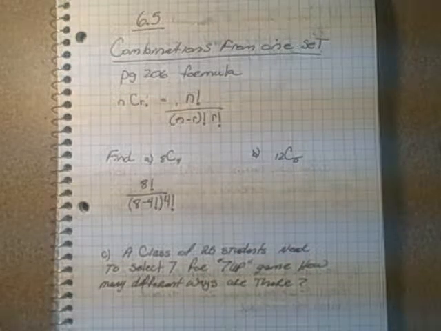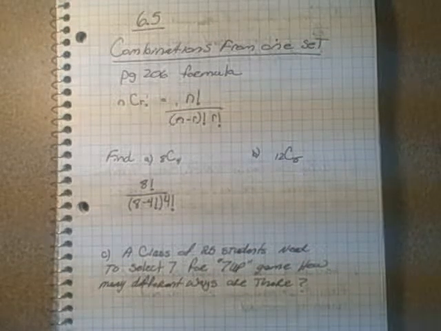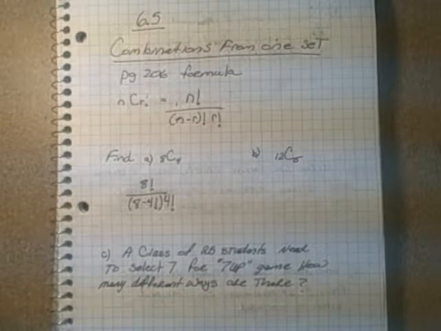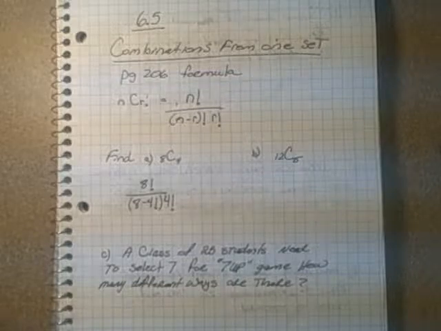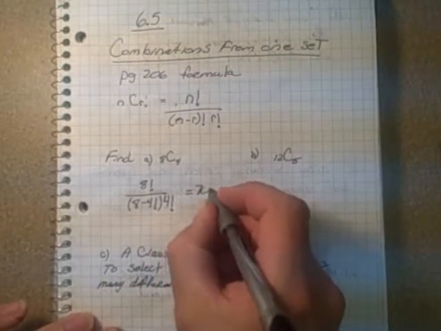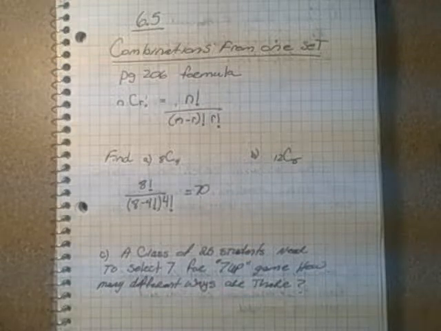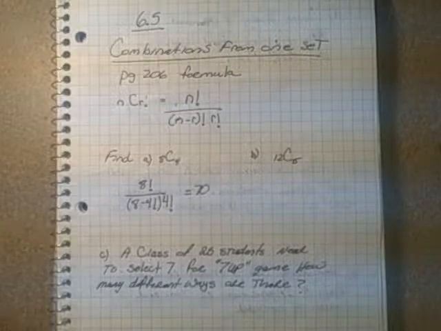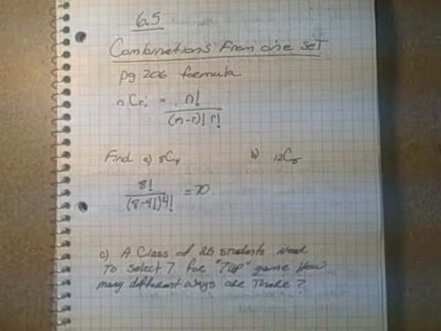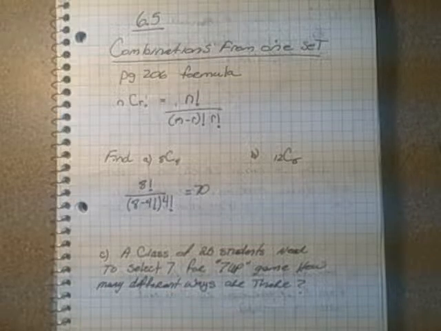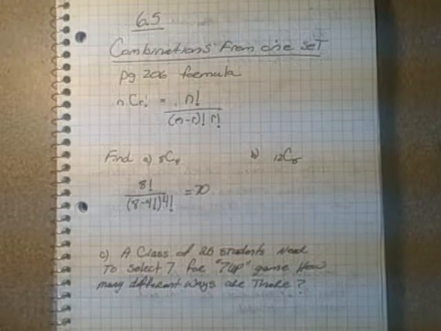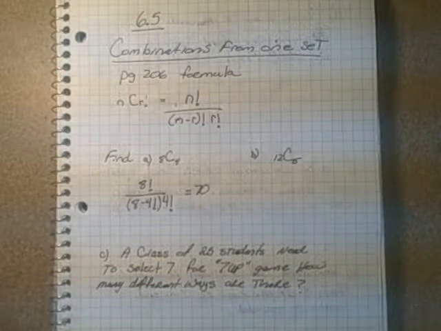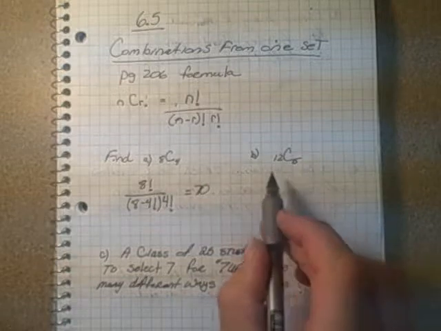I have a combination button, so I'm going to plug it into mine. 8 combination 4, and I get 70. If we were to work that out with factorials, you could go 8 factorial, which is 40,320, divided by 4 factorial, 4 factorial. So that's divided by 24 both times, and that gives you the same answer. So no problem. I'm going to do the same here.